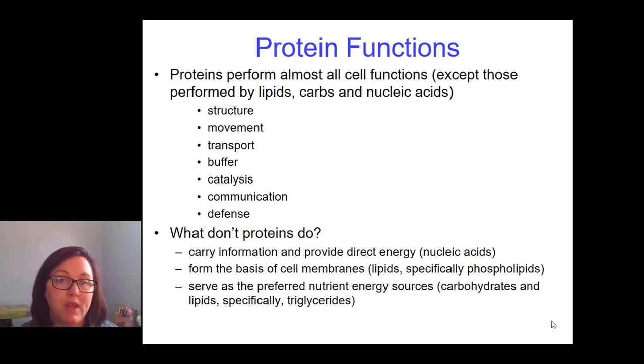Proteins are also involved with communication and defense. And proteins do something called catalysis. Catalysis is speeding up chemical reactions, and we're going to talk more about this when we talk about enzymes.